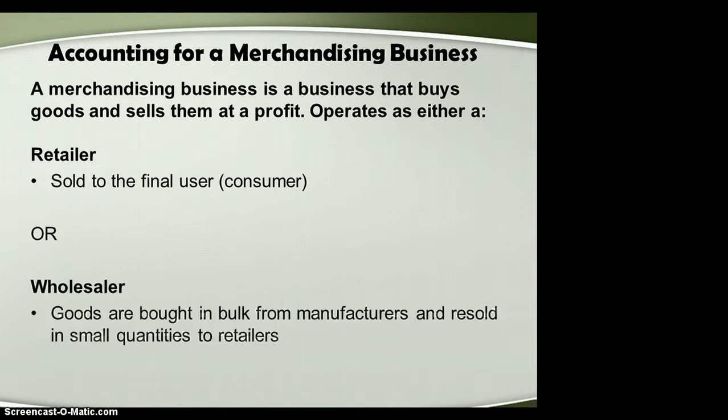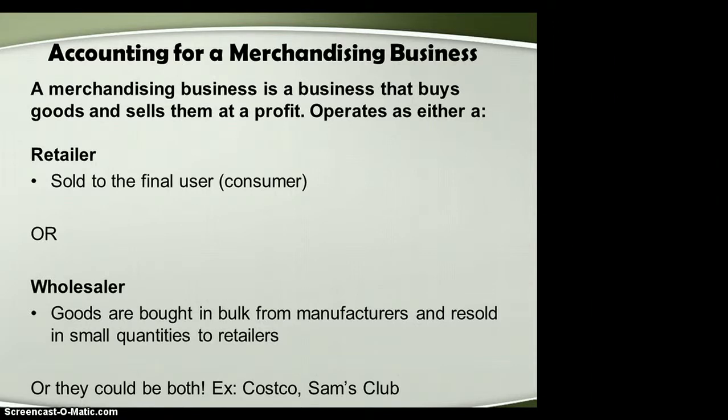Or a merchandising business could be a wholesaler. So goods could be bought in bulk from the manufacturer and then resold in smaller quantities to retailers. So not directly with the end consumer. Or a merchandising business could be both. So for example, I'm sure you've all probably heard of or been to a Costco or a Sam's Club, where they kind of act as both a retailer and a wholesaler, because they are able to sell to retail stores as well as the end consumer if they're wishing to buy in bulk.